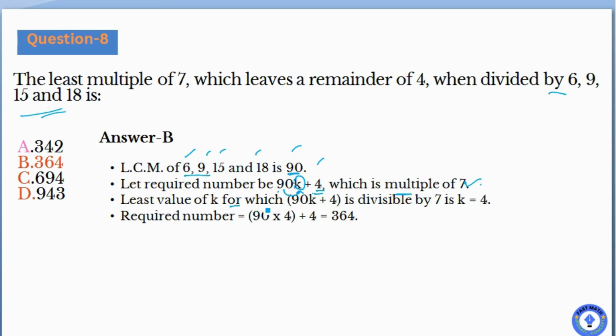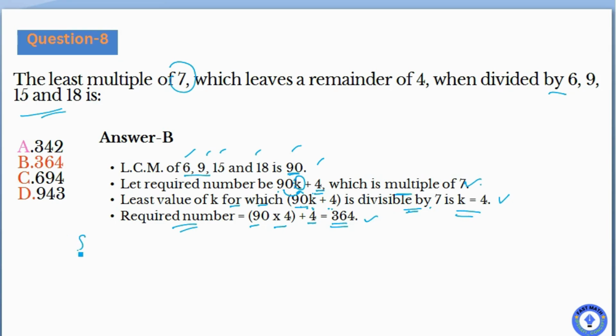The least value of k for which it is divisible by 7 is k equivalent to 4, because this formula has already arrived based on the problem given. What is the value of k for which it is divisible by 7? It is k is 4. That's why the number will be 90k plus 4, that is 364.